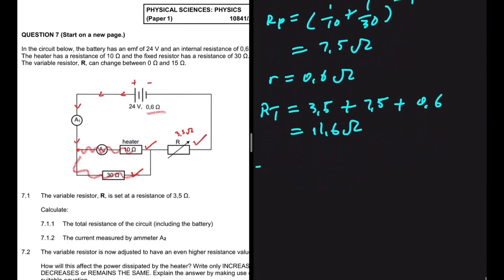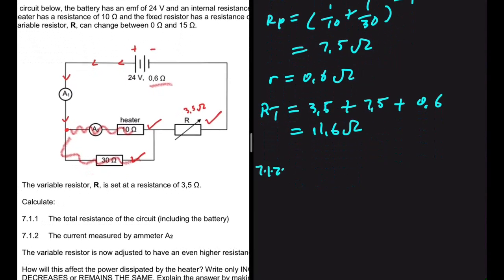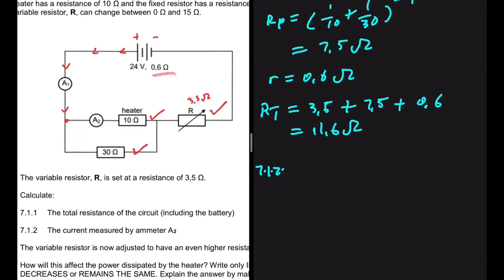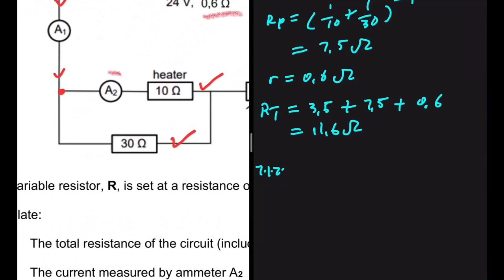Let's move to 7.1.2. Let's find the current measured by ammeter A2. Let me just remove these lines so that we can have a bit of clarity. We're looking for the current in this ammeter A2. It will be quite easy to find the current if we had the voltage and the resistance, right? But it seems like we have the resistance. There's a heater there with a resistance of 10 ohms. So our resistance is covered. We know that it is equal to 10 ohms.